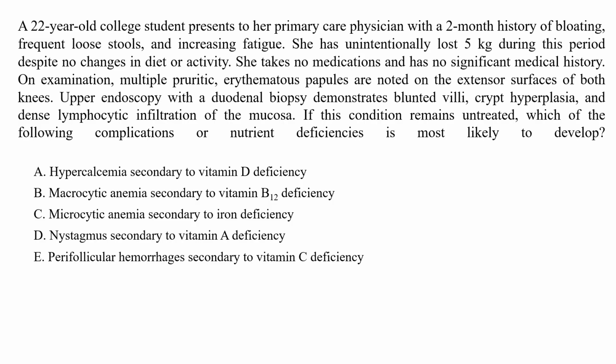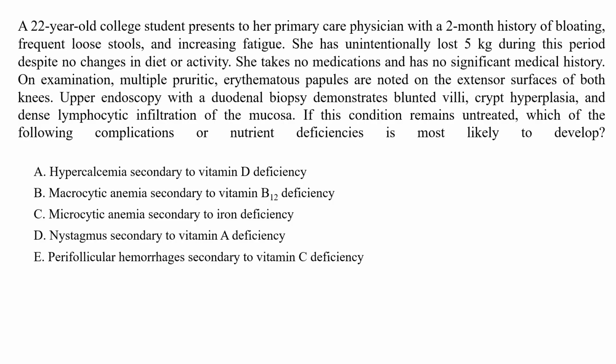On examination, multiple pruritic erythematous papules are noted on the extensor surfaces of both knees. Upper endoscopy with a duodenal biopsy demonstrates blunted villi, crypt hyperplasia, and dense lymphocytic infiltration of the mucosa. If this condition remains untreated, which of the following complications or nutrient deficiencies is most likely to develop?